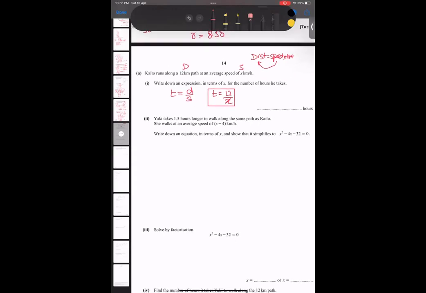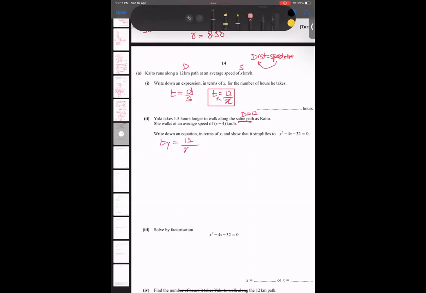Yuki takes 1.5 hours longer along the same path as Hiyato, as she walks at an average speed of this. So distance is the same because we have the same path. Distance is 12 kilometers, but speed is different. So what is the time? New time. This is time of K, and time of Y, Yuki.